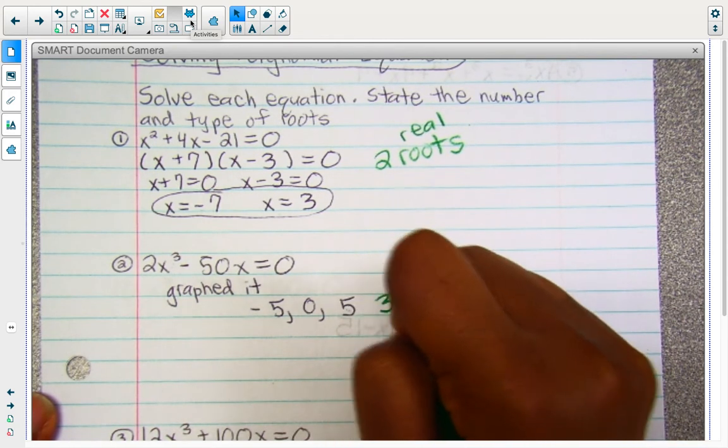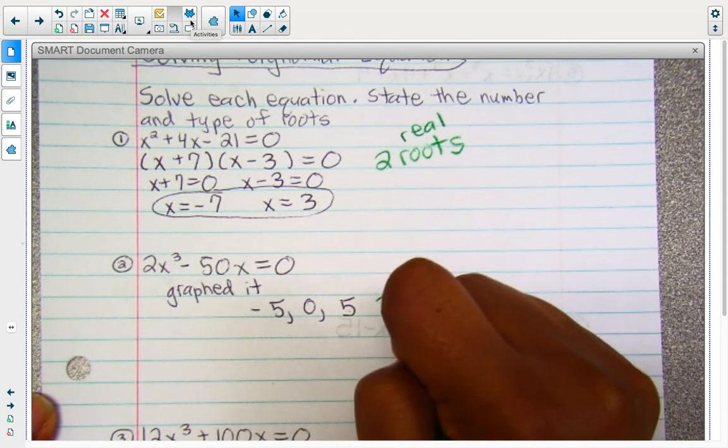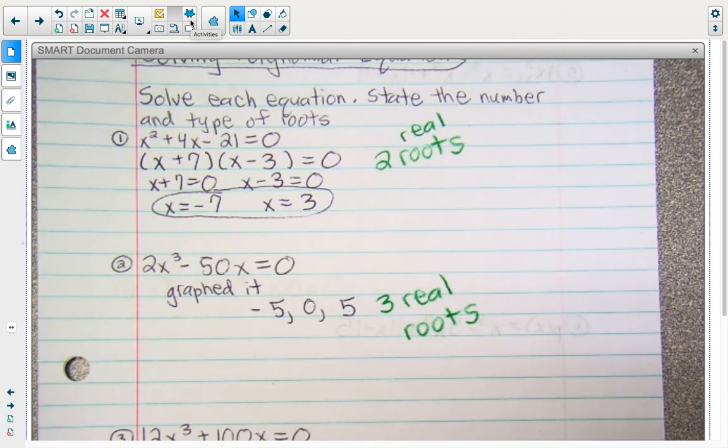So 3 real roots. Could I have factored this? Absolutely. I'm just trying to show you different ways. But this one was easier to graph because I found 3 real roots from the calculator. So this one was definitely easier to solve if we just graphed it.